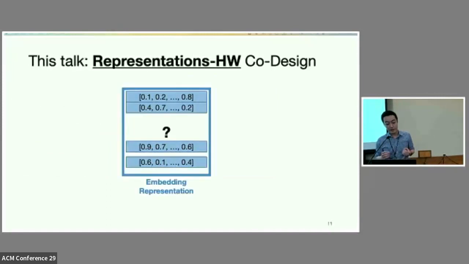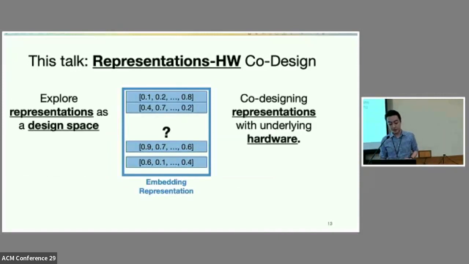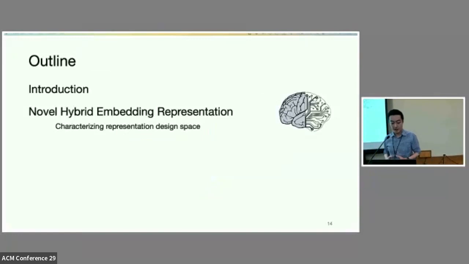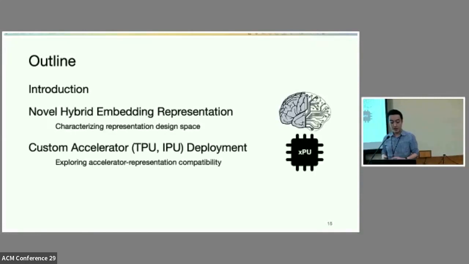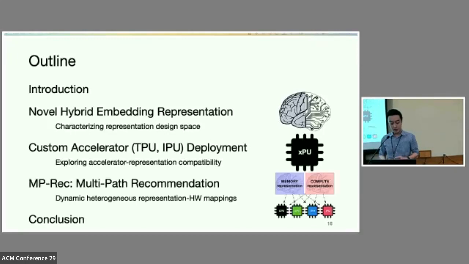In this talk, we revisit the embedding representation component by exploring it as a design space and thinking about how we can co-design representations with underlying hardware. For the rest of this three-part talk, first we go over our proposed hybrid representation that uses both memory and compute to generate high-quality embeddings. Next, to exploit the diverse system requirements of representations, we evaluate the compatibility of GPUs, TPUs, and IPUs. Lastly, we go over MPREC, our proposed multipath design that uses heterogeneous mappings between representations and systems platforms.